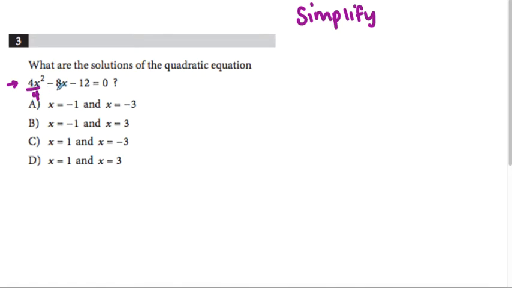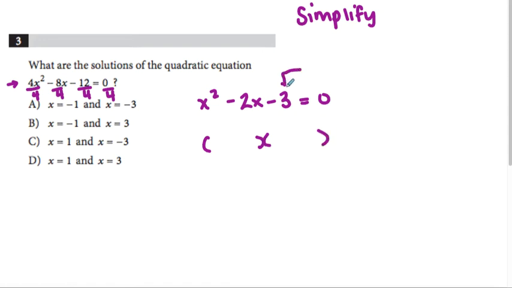So I would divide every term, because they have a common factor of 4, by 4. That's going to give me x squared minus 2x minus 3 equals 0. And then usually if it's question number 3, it should be as easy as solve by factoring. So I'm looking for the factors of negative 3 that multiply to negative 3 and add to negative 2. And so that would have to be negative 3 and positive 1. So (x minus 3)(x plus 1) is equal to 0.